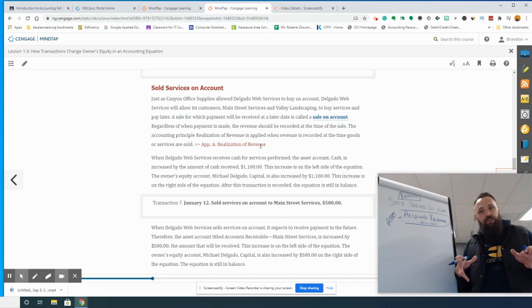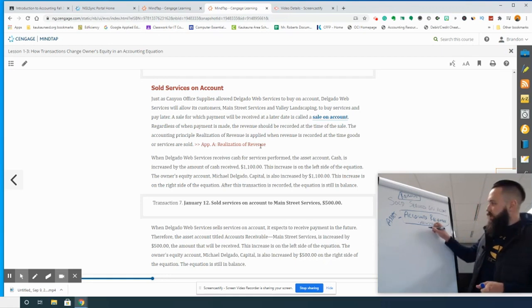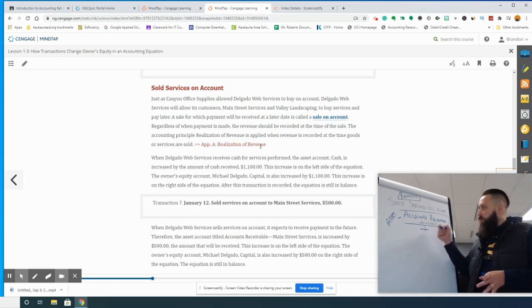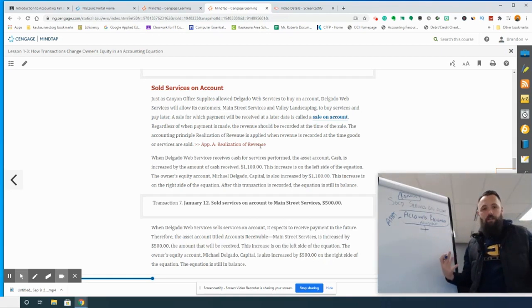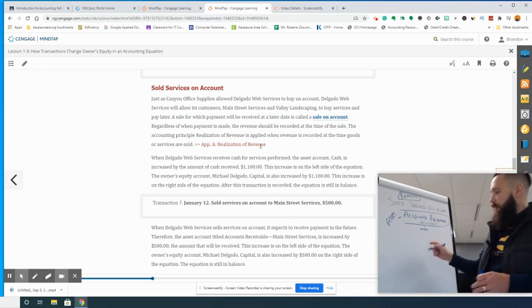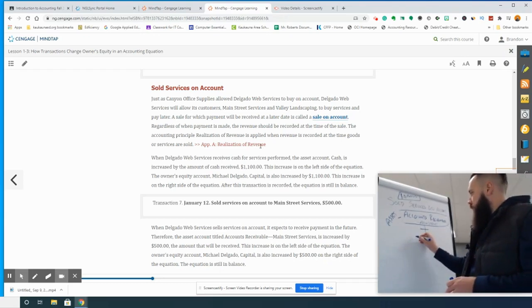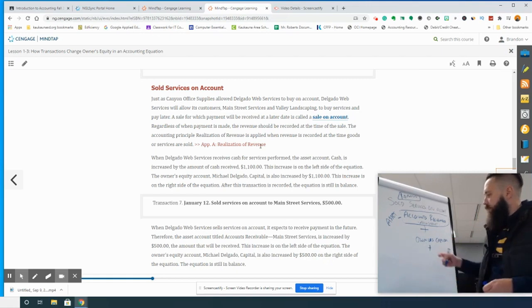So if this accounts receivable is an account that's tracking how much somebody else owes us, would it go up or down here? Well, it's going to go up, right? Why? Because we want to show that Main Street owes us more money. That increases. So this is considered a sale on account, sold services on account. The question is, what's the other account that's affected? Well, the other account is going to be our owner's capital. Okay, so let's put that in there. Owner's capital is also going to increase.